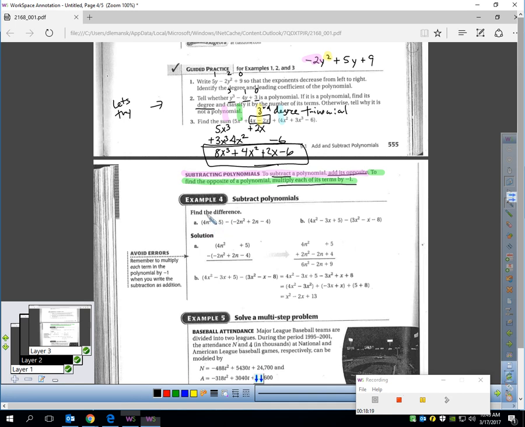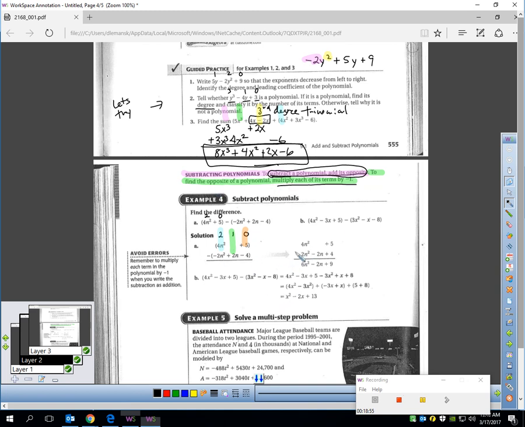4n squared plus 5. N squared is second degree, 5 is 0. So here's my second degrees, here's my first degrees, here's my 0 degrees. You notice how they put the 4n squared in the second degree column, they put nothing in the first degree column, and they have 5 in the 0 degree column. Now, underneath it, we're subtracting negative 2n squared, that's second degree, plus 2n minus 4. Now, it says here, to subtract, add the opposite. And to change it to the opposite, multiply each of these by negative 1.